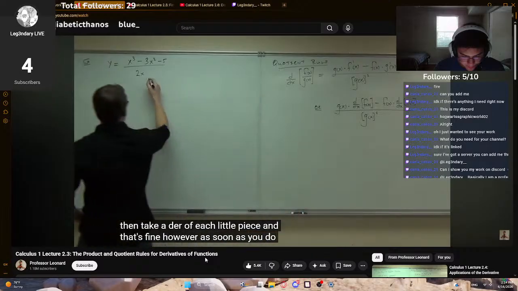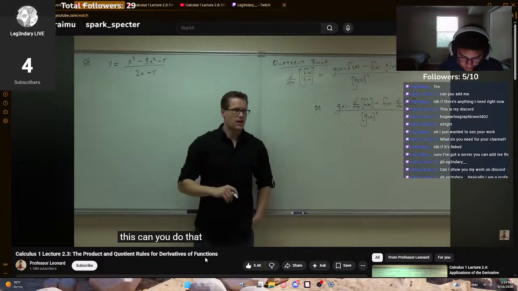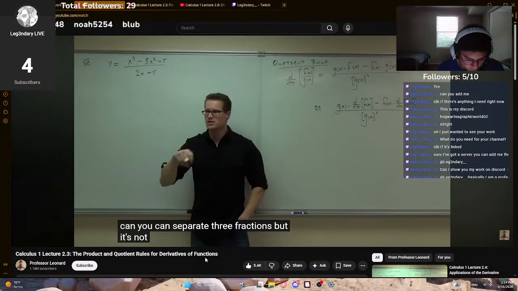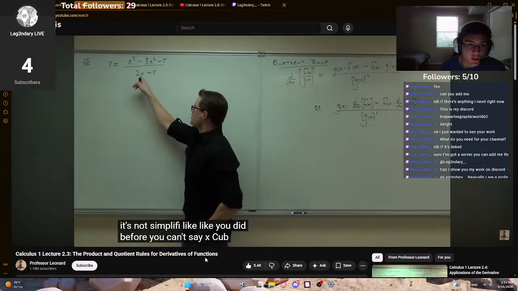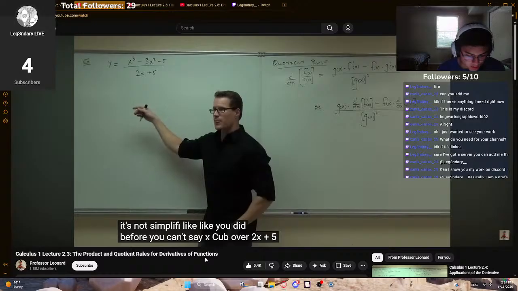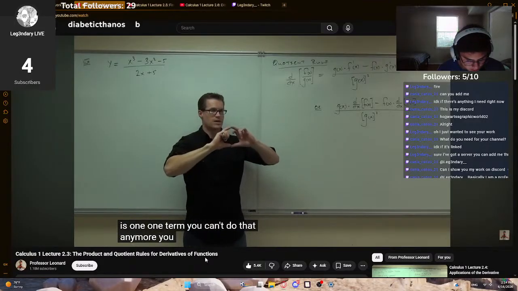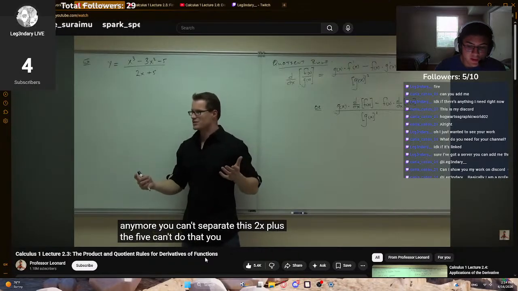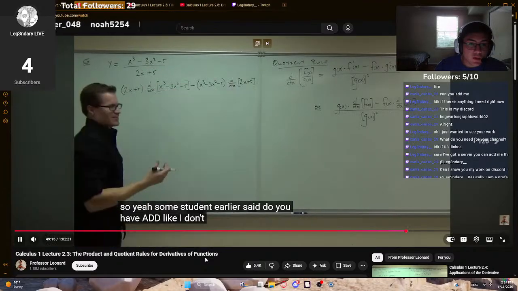However, as soon as you do this, can you do that anymore? Well, you can separate fractions, but it's not simplifiable like you did before. You can't say x cubed over 2x plus 5 is one term. You can't do that anymore. You can't separate this 2x plus the 5. You see what I'm doing, right?